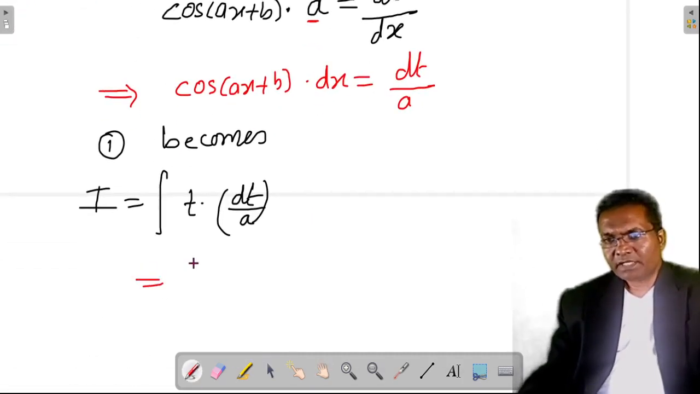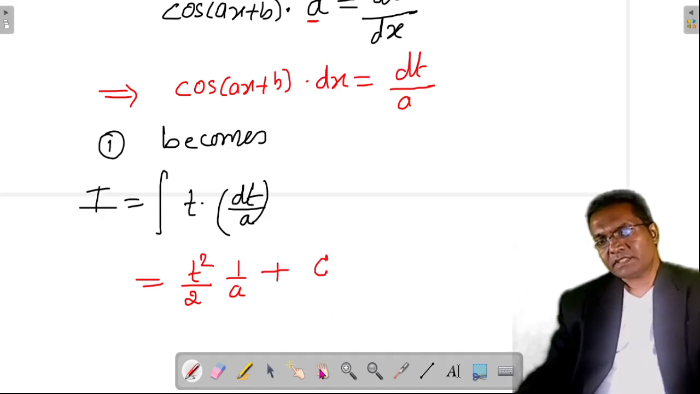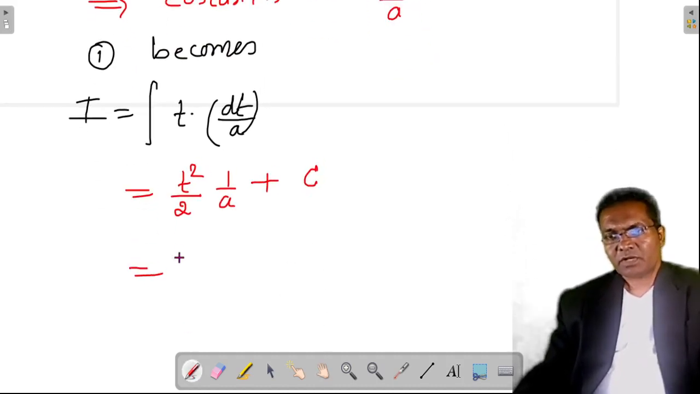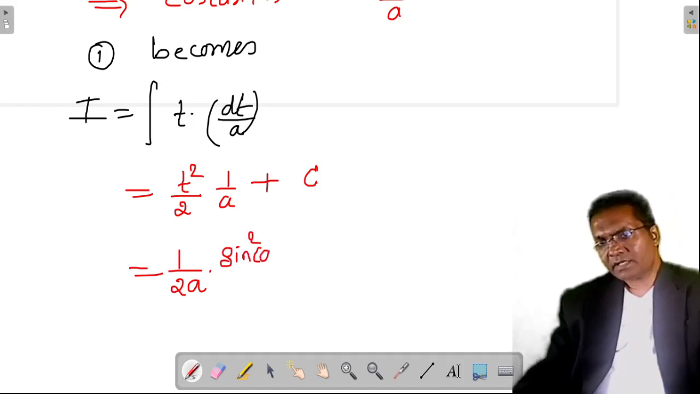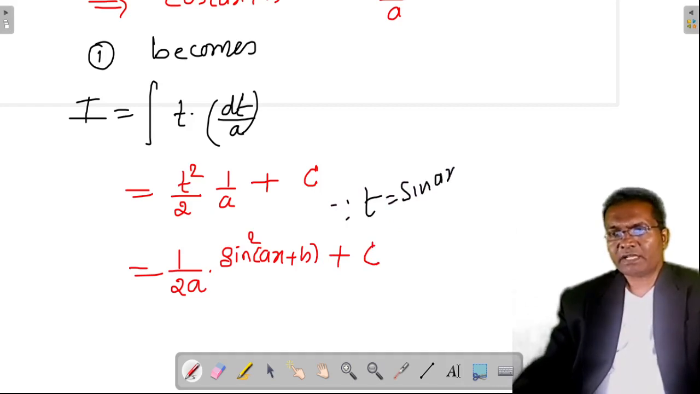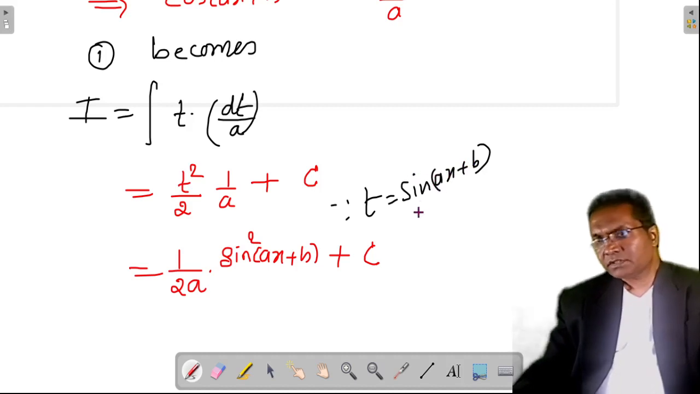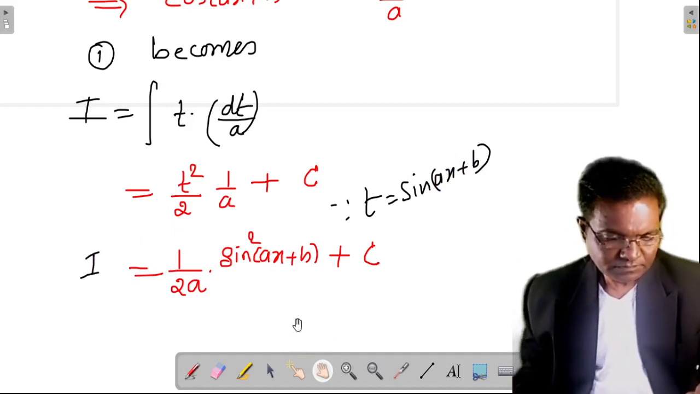So integration of t is t square by 2, and this 1 by a constant as it is, plus c. It's 1 by 2a, and what is t? You have taken it as sine, so it is sine square ax plus b. Okay, because t is sine of ax plus b and its square is sine square ax plus b. So this is your I.